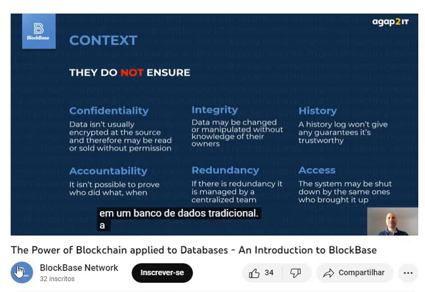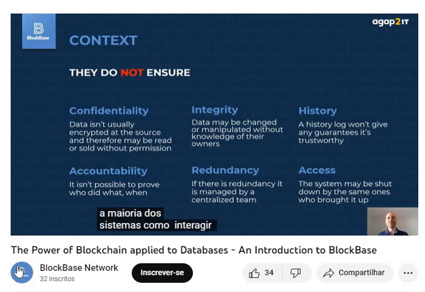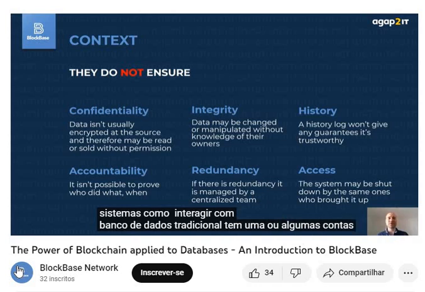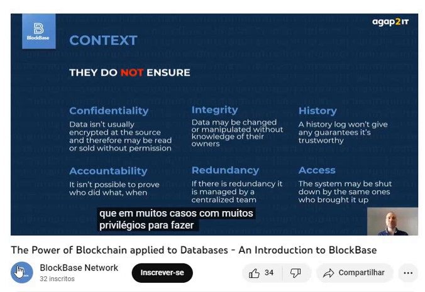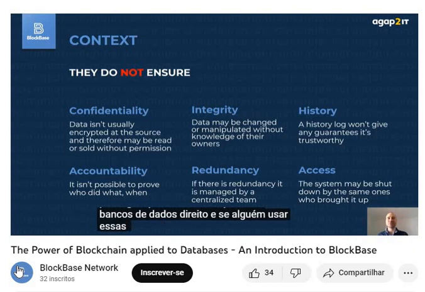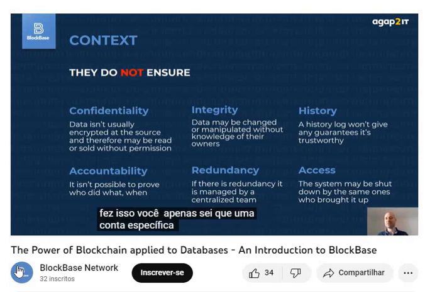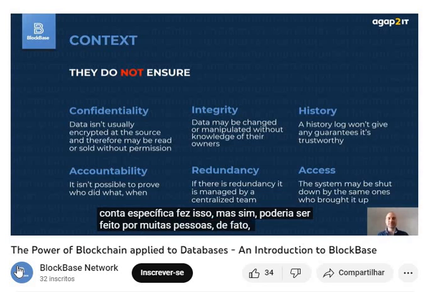You also don't have accountability. So usually, most systems that interact with a traditional database have one or a few accounts with, in many cases, a lot of privileges to make changes to the databases, right? And if someone uses those accounts to enter the database and to change the data, you don't know who did that. You just know that one specific account did that. But it could be done by many people, in fact. So you don't have accountability.